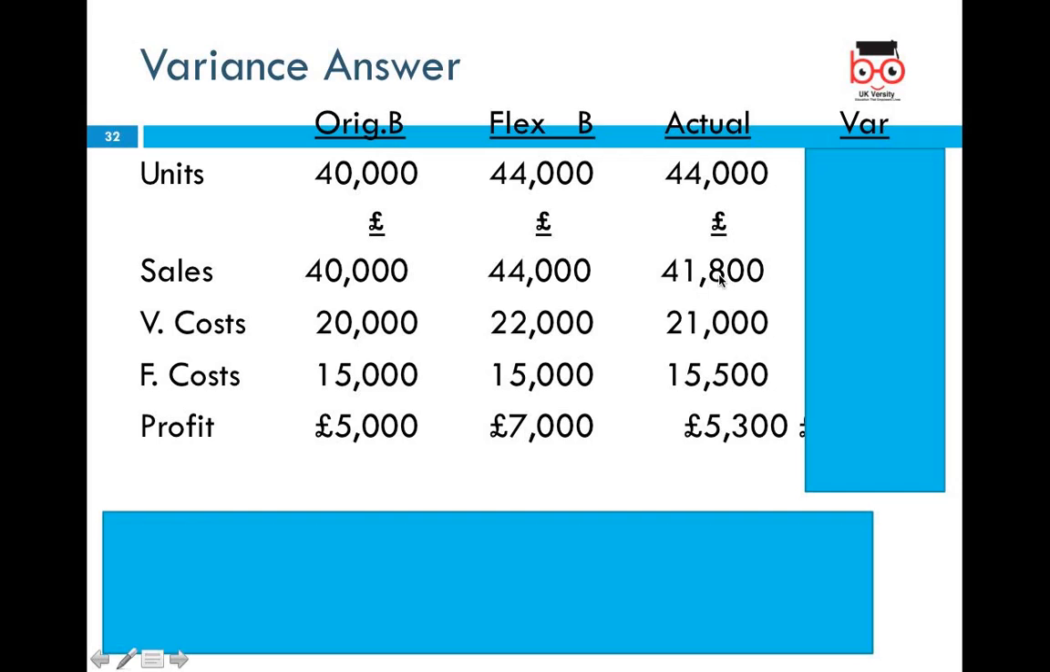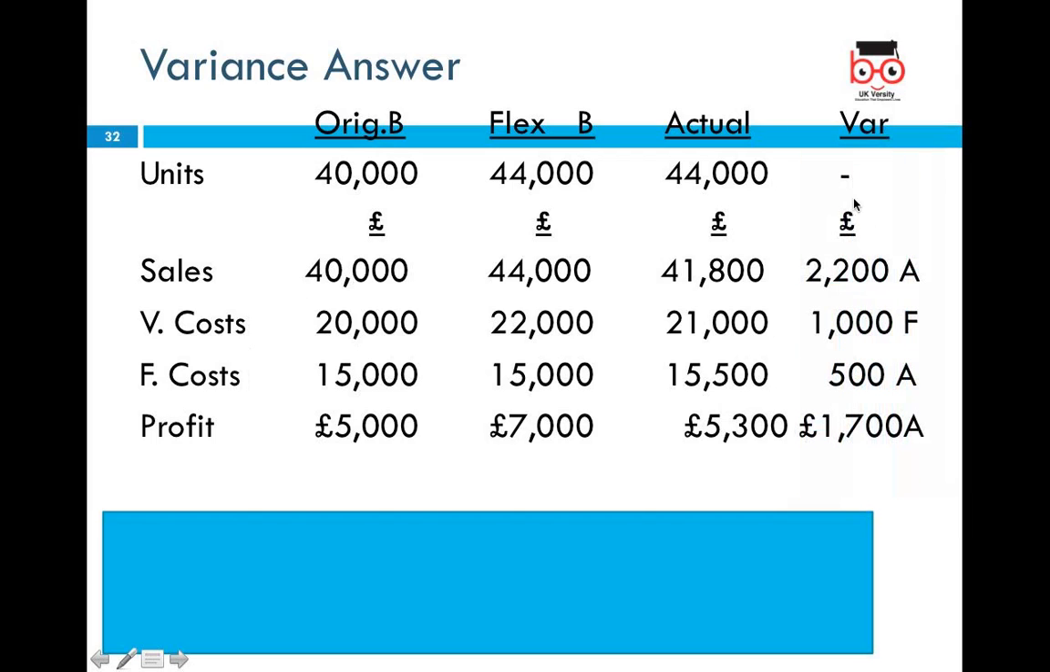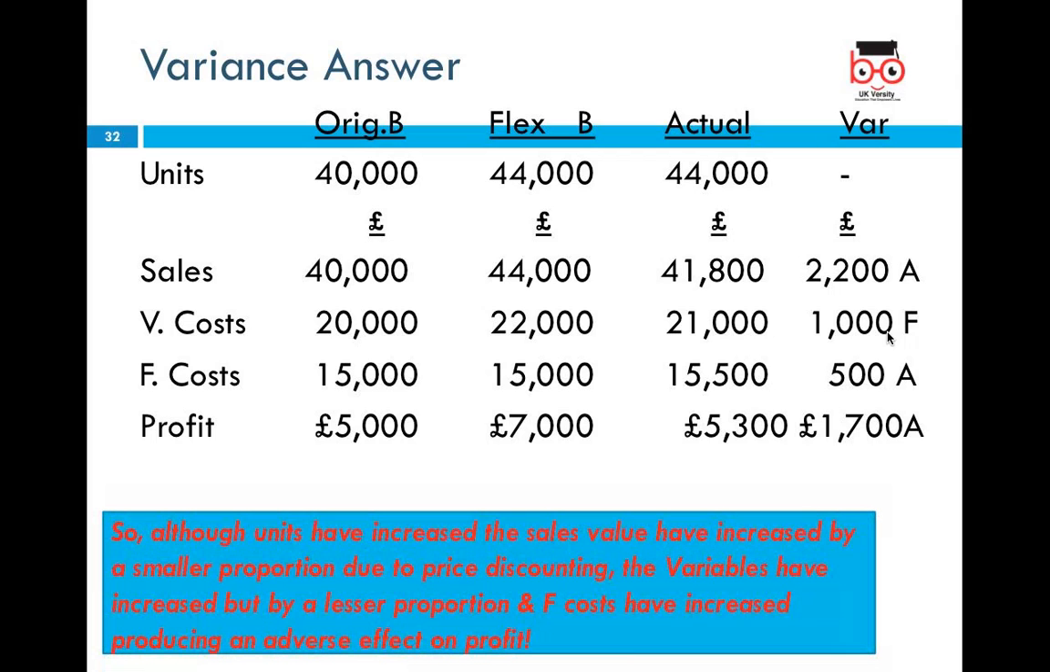These are our profit, 7,000. In actual, we have 41,800, which is reduced, and costs are reduced as well, and profit is reduced, which is adverse. Now our costs are favorable, profit is adverse, and sales is adverse. So sales adverse, profit adverse, and fixed costs increase from the flexible budget to actual by 500, which is adverse. Only the variable cost is favorable.